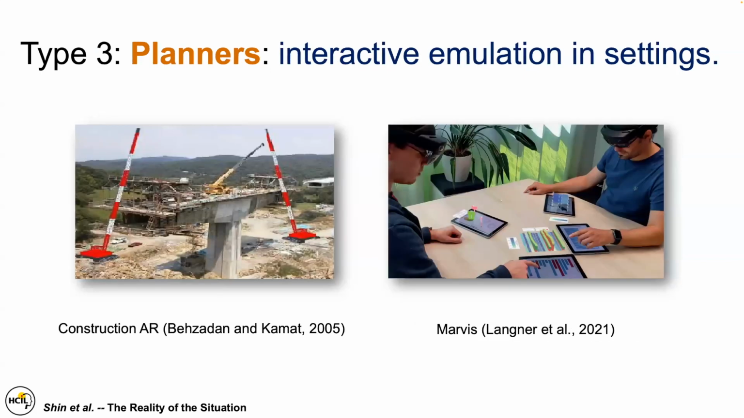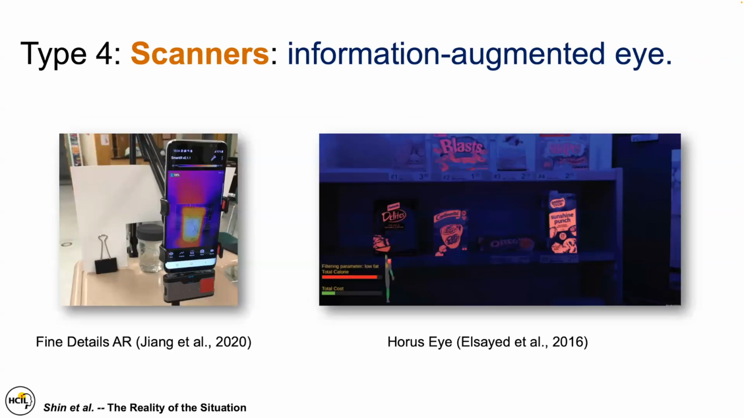Type 3 planners are interactive emulation, but constricted to a specific setting. Examples of these include a situated analytics tool where the user can find the optimal location for construction facilities, or a situated analytics tool that facilitates collaboration between people on different form factors.